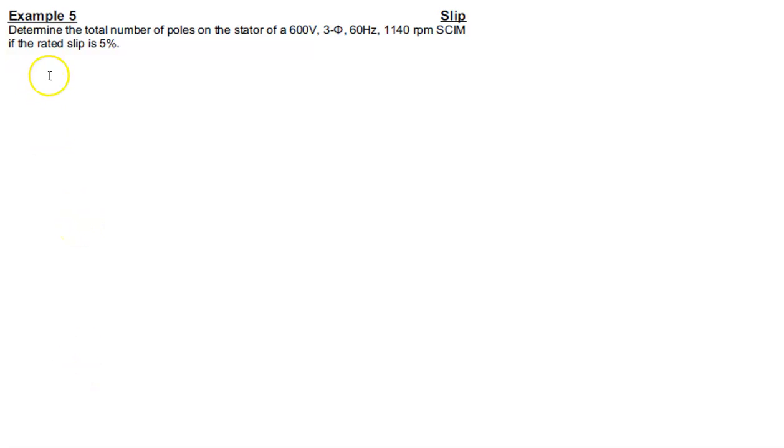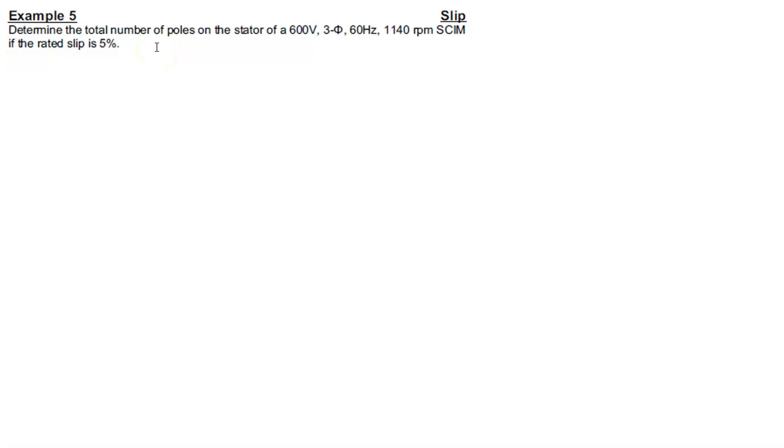And so we have determined the total number of poles on the stator of a 600 volt three-phase 60 hertz squirrel cage induction motor. The running speed then is 1140 RPMs and the rate of slip is 5%. Now again, they're typical numbers. Find the total number of poles. So you might already know it. But the idea is to think about the 1140 and the 5%.